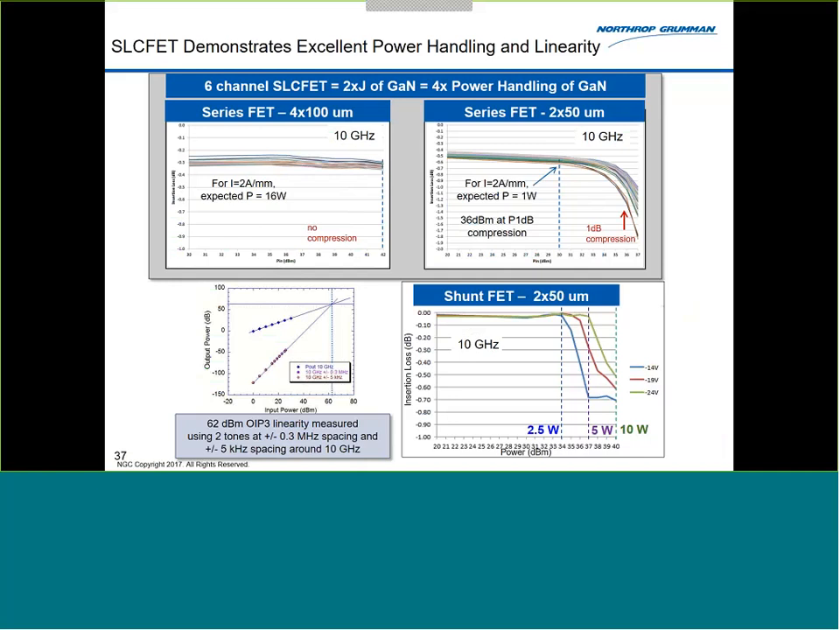Down here on the shunt device, this is showing that walkout where I have to keep on increasing my gate bias to increase what my power handling is on the device. And then in terms of my linearity performance, what we've measured is in excess of 60 dBm of linearity at 10 gigahertz with 2 different tones of spacing.